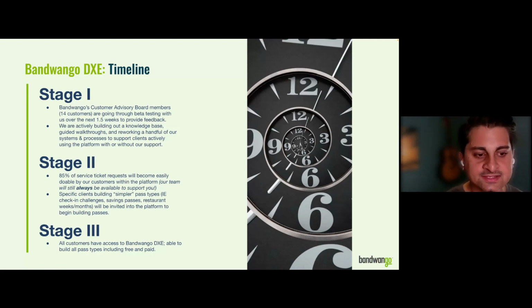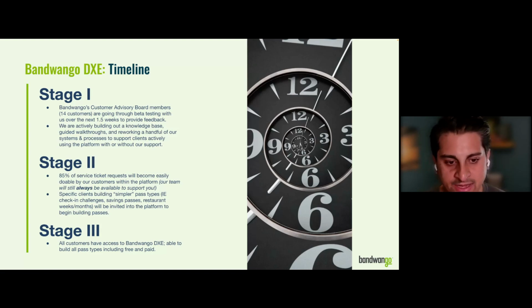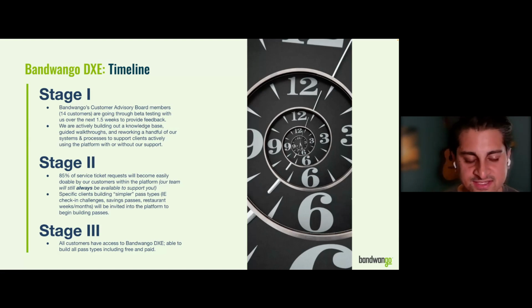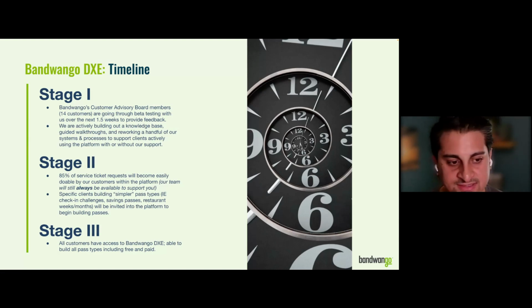Stage 2 is what I'll call the client focus stage. Basically, we looked at the data on the inbound service ticket requests that you're all submitting. Things like update a mobile pass description or image, add a merchant, remove a merchant, update an offer, update or add a price. 85% of those inbound service tickets are those things which are all possible in the new platform. And so we want to start by enabling all of you to come into the system and be able to tackle some of these things.